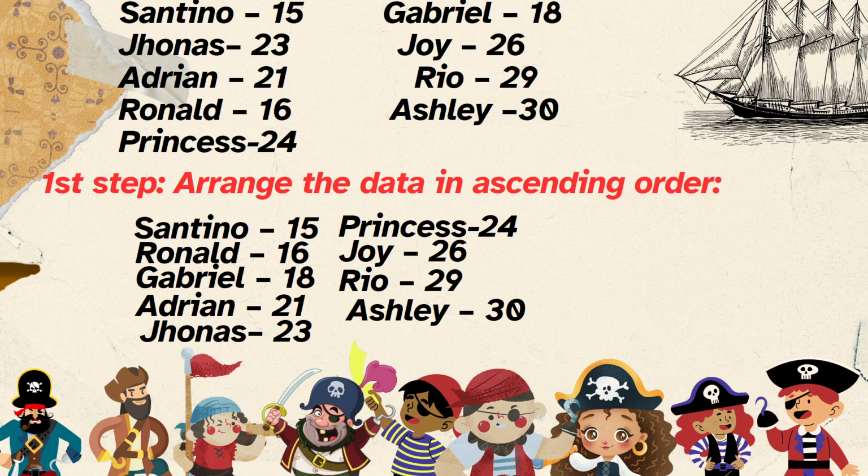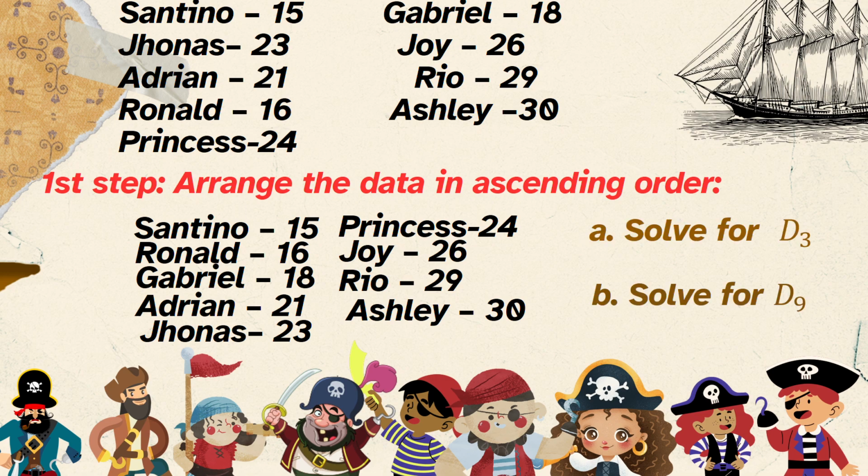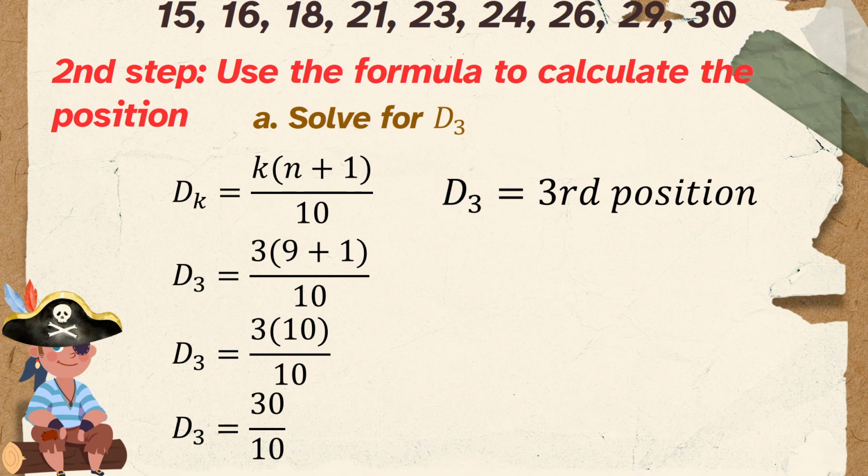After we arrange the data in ascending order, what is our second step? Our second step is we will use the formula to calculate the position. Now let us solve for the third decile and ninth decile. So our second step is the formula to calculate the position. Let us first solve for the third decile.